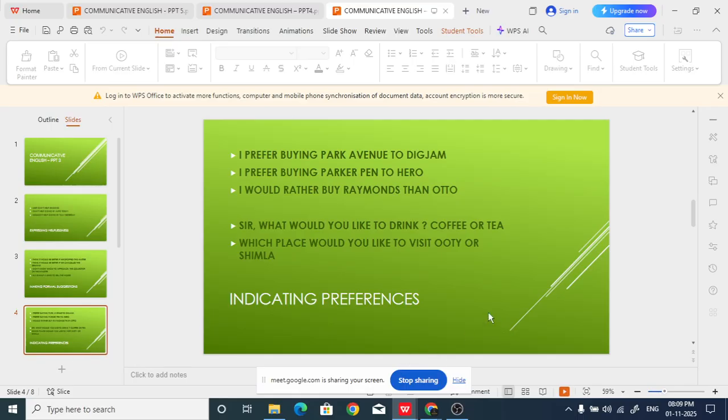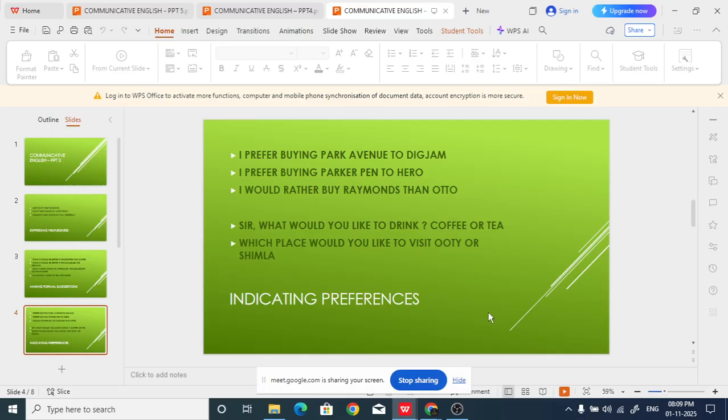indicating preferences. You have to indicate your preference. I prefer buying Park Avenue to Dick Jam. Park Avenue is a brand of shirt. Dick Jam is also another brand. So I prefer buying Park Avenue to Dick Jam.